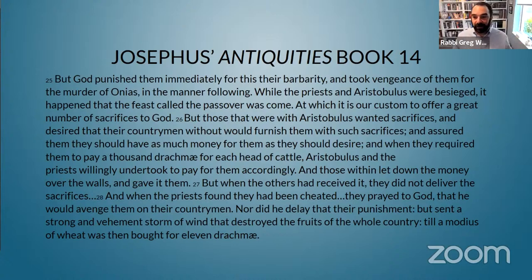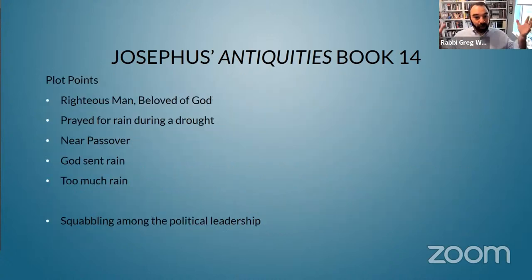So what do we have here? A righteous man, a beloved of God, who prayed for rain during a drought, nearing Passover. God sent rain, and ultimately sent even more rain than the people could handle, right? Destroying the fields towards the end of it. Now, obviously, the squabbling that took place among the political leadership, the murder of Honi, the fighting between the sacrifices was the cause of some of this.